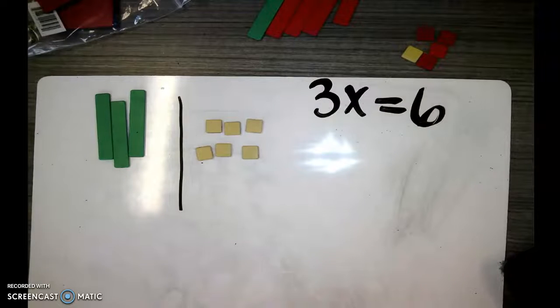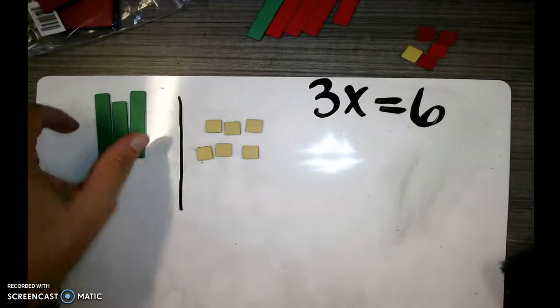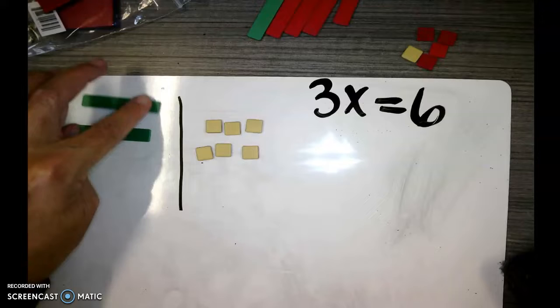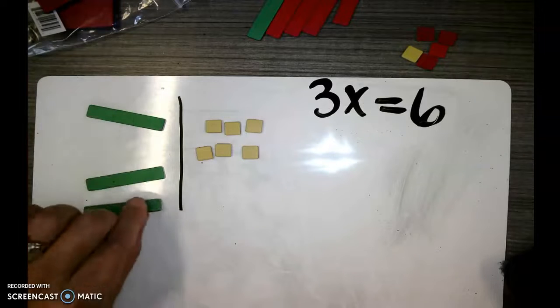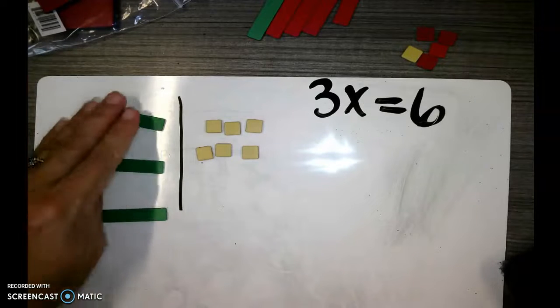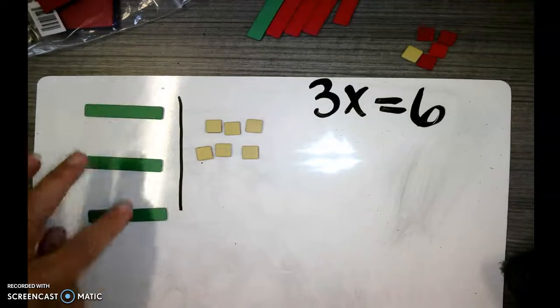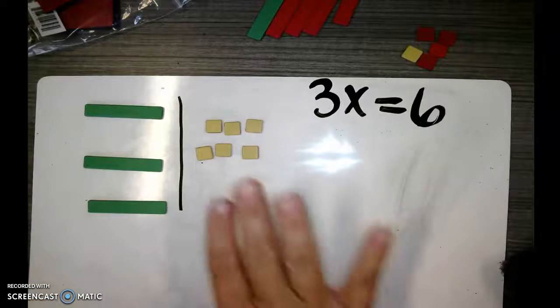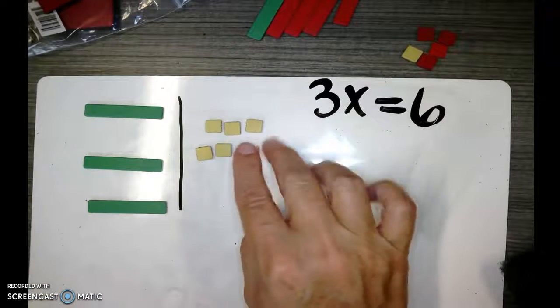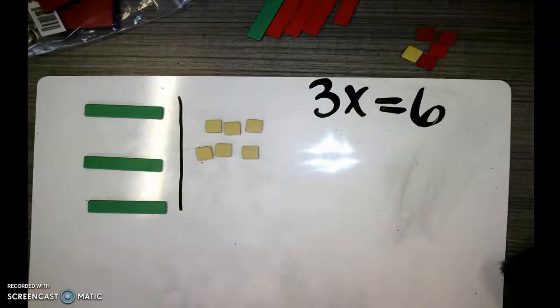Then now I need to solve for x. So solving for x means I need to know how much each green piece is worth. Okay, so I'm just going to turn them because it'll fit on my board. So I have 1 green piece, 2 green pieces, 3 green pieces. And I want to know how much 1 is. So that means I need to distribute my 6 pieces to each one of those evenly.